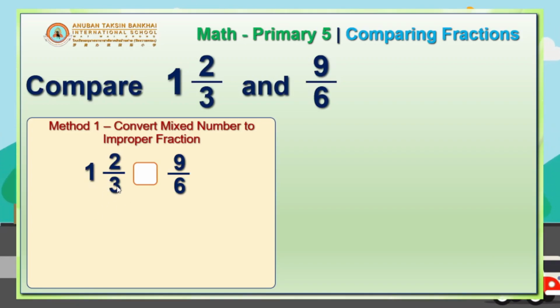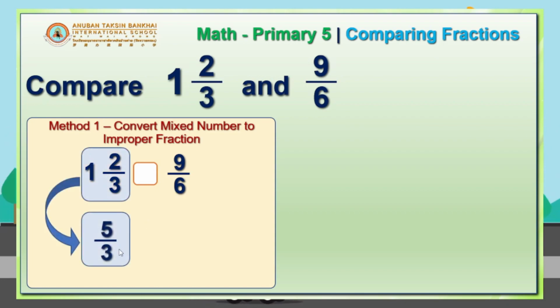So how are we going to do that? Simply multiply the denominator and the whole number. So we have 3 times 1, that would be 3. And then we add the numerator, which is 2, so that would be 5. So 1 and 2 over 3 is equal to 5 over 3. Now we'll just copy 9 over 6, and this is now our fractions.